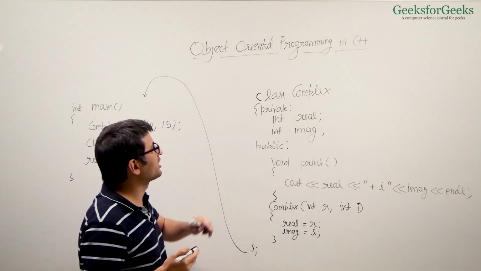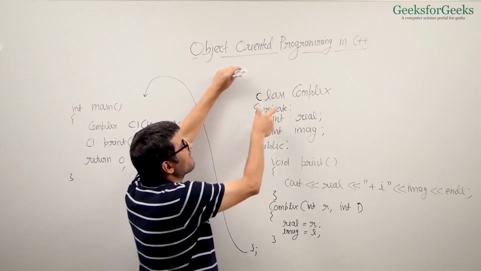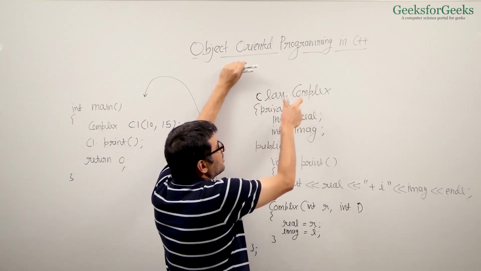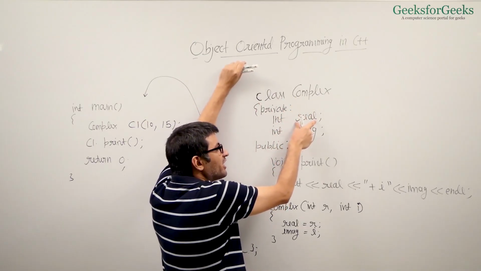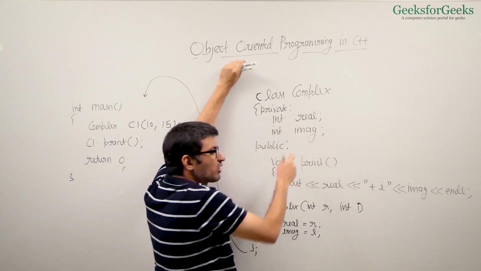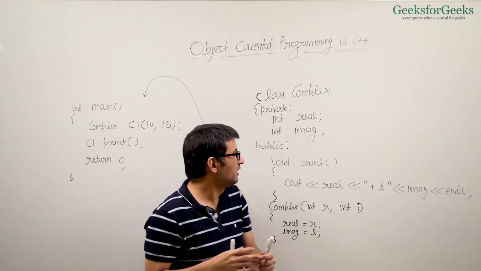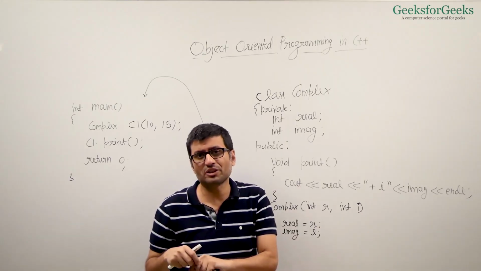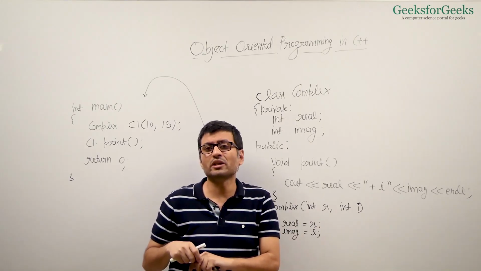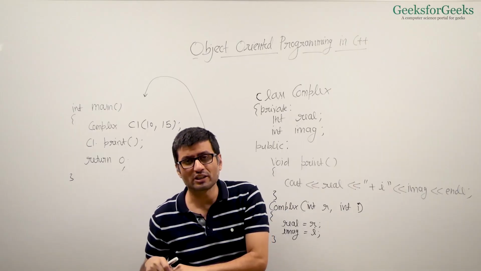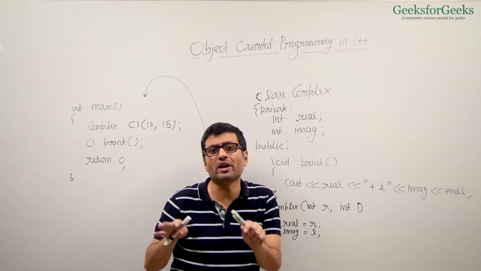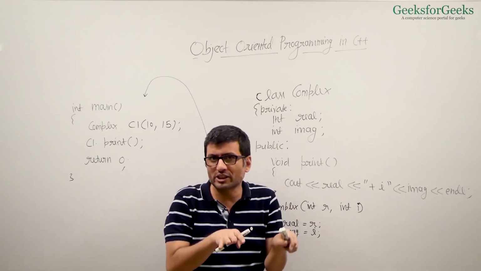Let us take a look at this program. I have a class complex which has data members like real and imaginary. So a complex variable in mathematics has a real part and an imaginary part. And it has certain functions which can be performed on the objects of this complex class. Objects, please remember, are variables of this complex data type.